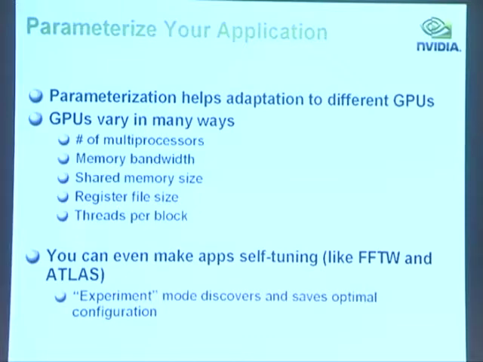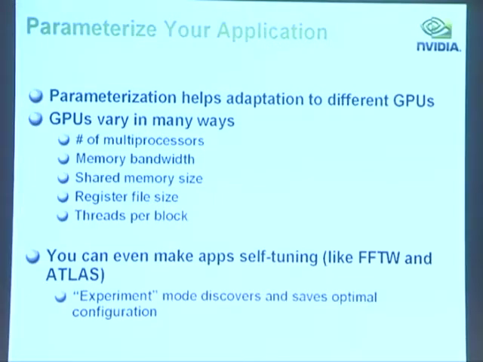Parameterizing your application can help you adapt to different GPUs. You can query the number of multiprocessors. You can't query the memory bandwidth, but it's possible to know it. You can get the number of processors and the clock rate, but you can't get the bus width right now. But you can experiment. You can query the shared memory size, register file size, and the maximum number of threads you can launch per block. And you can even make your app self-tuning.